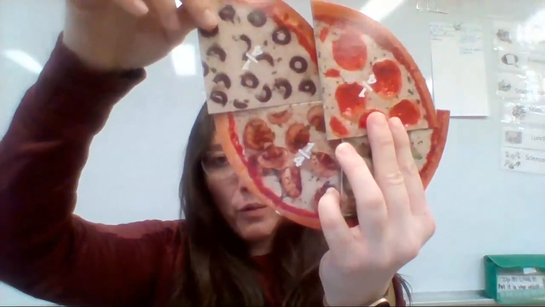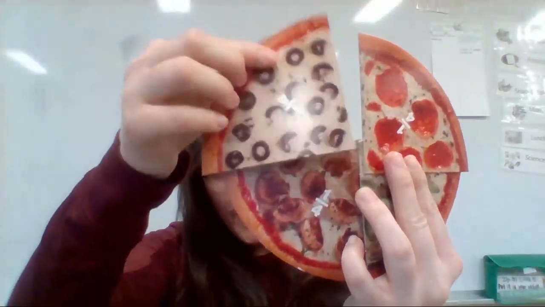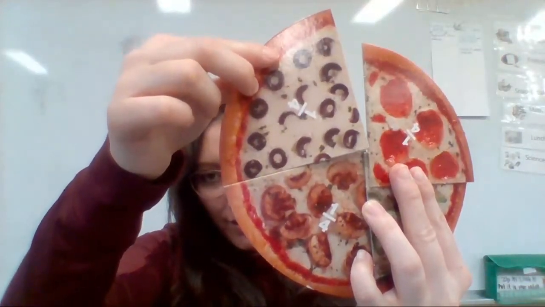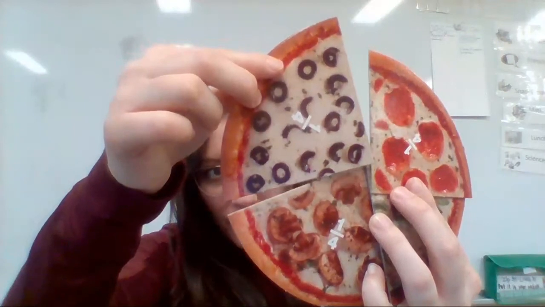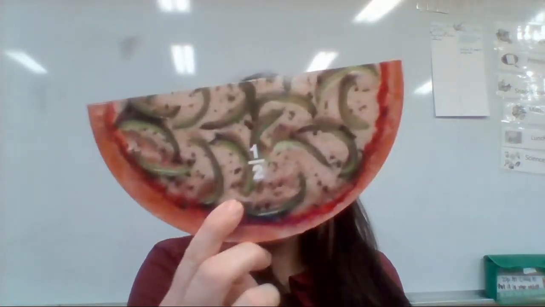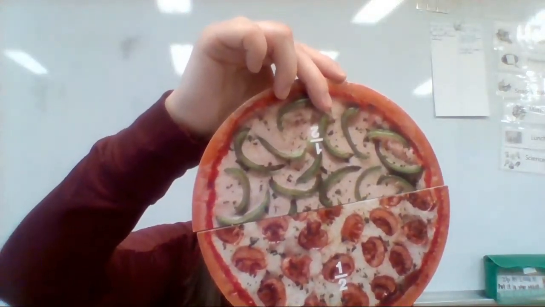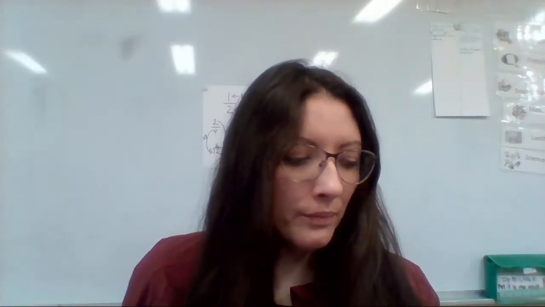So we have 4 pieces. Let's do it this way, make our circle. We have 4 pieces here, that is 1 whole. Now, we have another pizza, it's broken into 2 pieces. We have 1/2 and 1/2. Put them together, and we have a whole pizza. Now let's compare just 1/2 to 1/4.